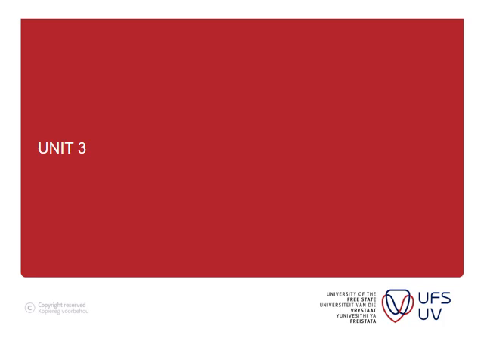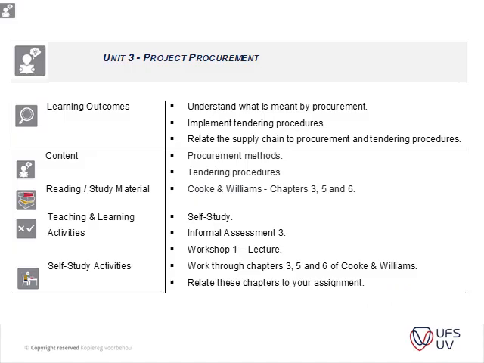Okay, so Unit 3, we're going to look at chapters 3, 5, and 6 of Cook. We're going to look at understanding what is meant by procurement, implement tendering procedures, and relate the supply chain to the procurement and tendering procedures. So we're going to get into what tendering is and the methods that we have.